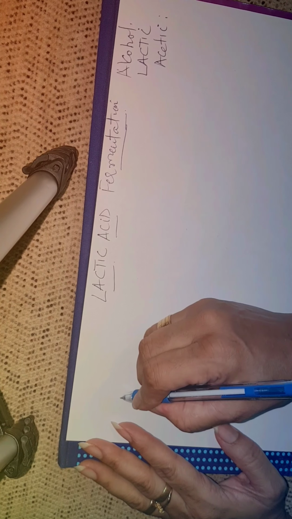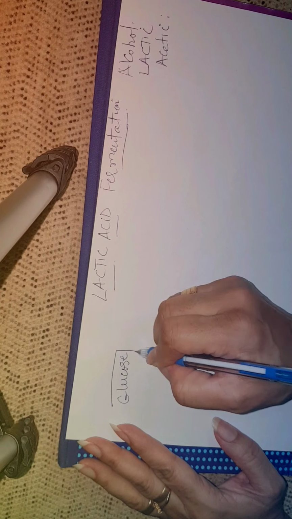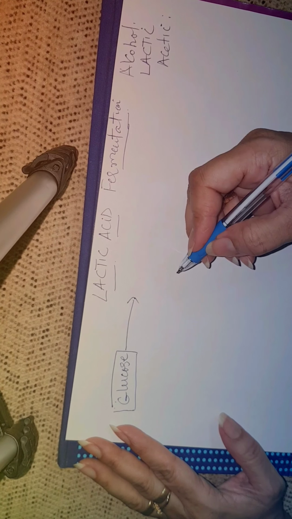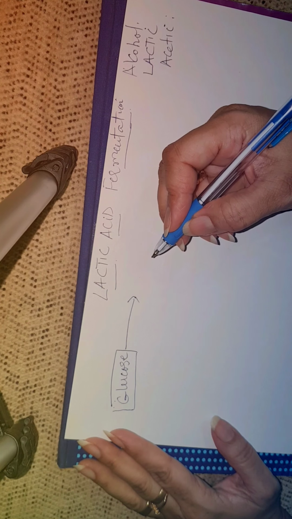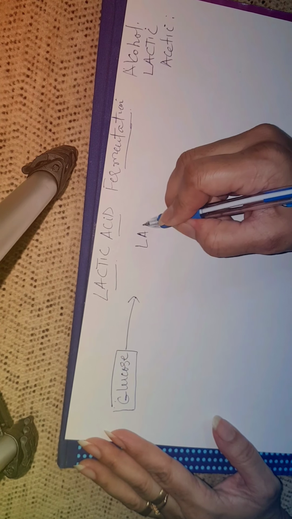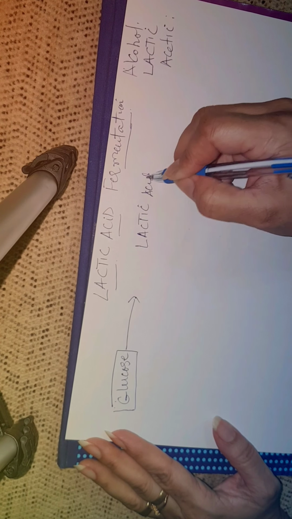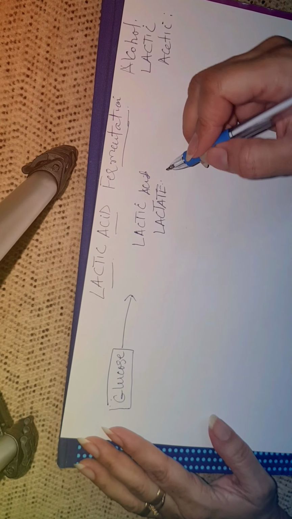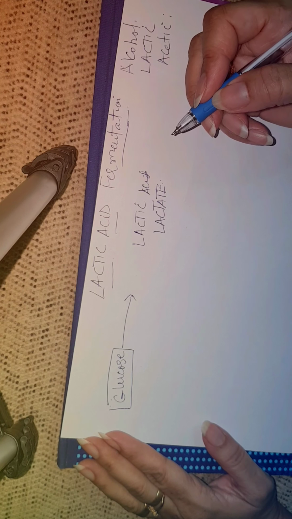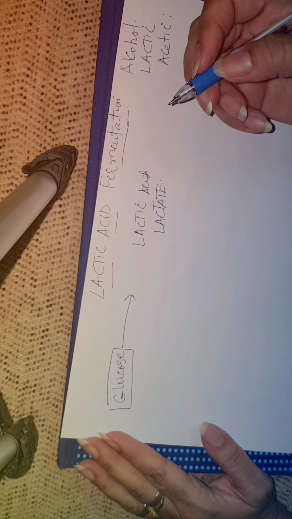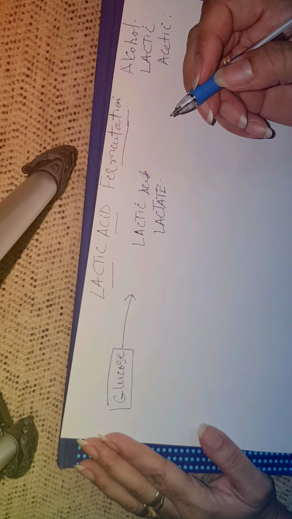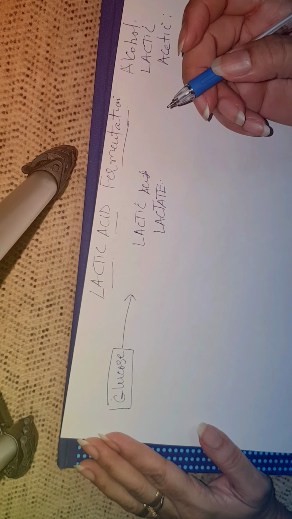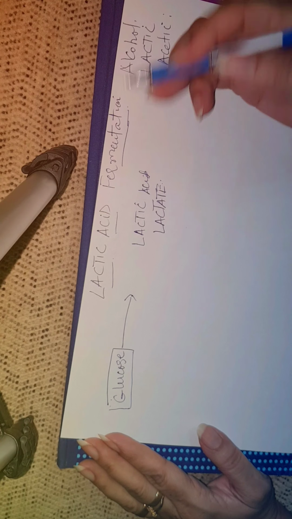So now, as you can simply see, in lactic acid fermentation, the glucose molecule gets converted into lactate or lactic acid. Here it must be noted that when lactic acid loses one proton, it becomes lactate. That is the conjugate base of lactic acid, and that's why we can use both the terms, lactate or lactic acid.